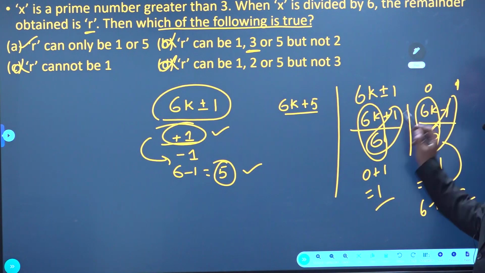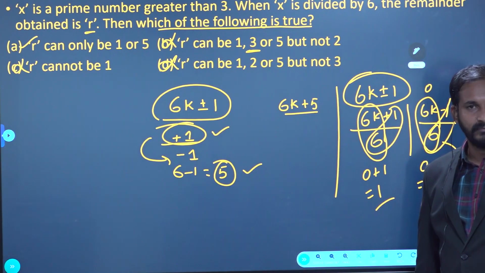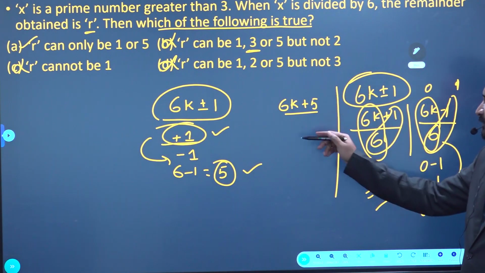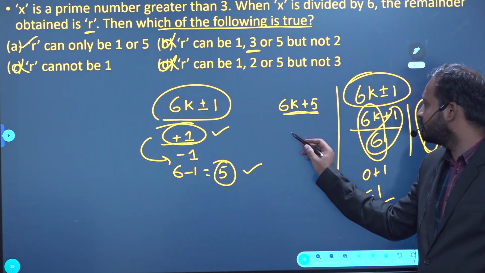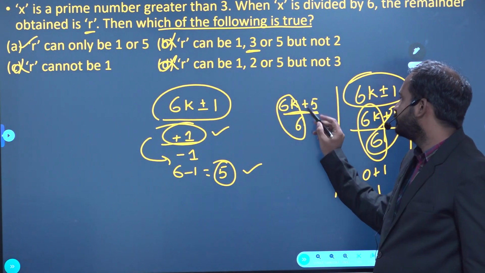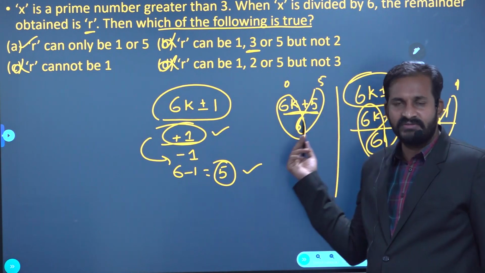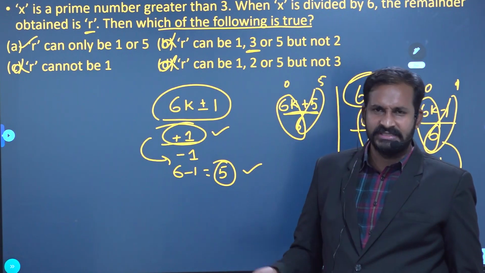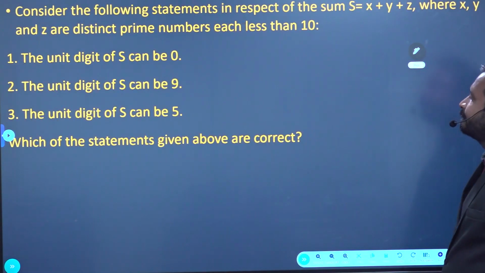Understood? All the prime numbers can be written as 6k plus or minus 1, or else 6k plus 5 also. If you take 6k plus 5 also, see here, this is 0 remainder and this is 5 remainder. 6k minus 1 is nothing but 6k plus 5 only. That is the reason I didn't write this one. Okay. So the next one.